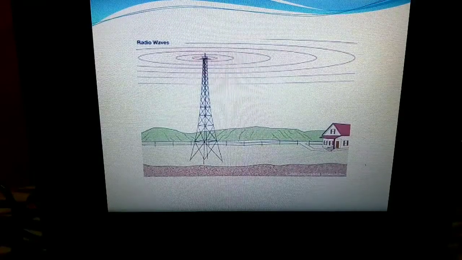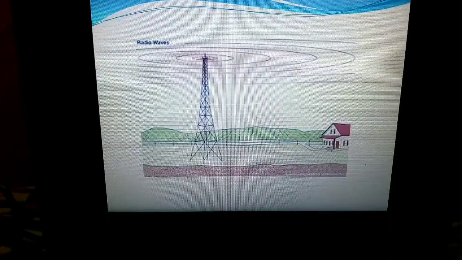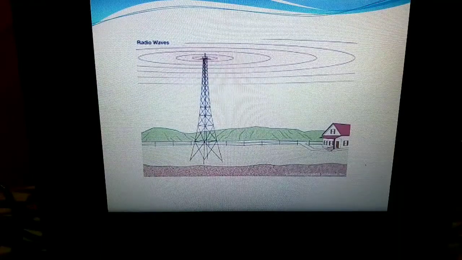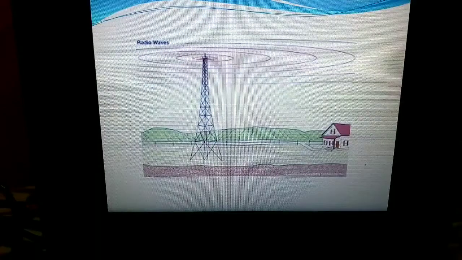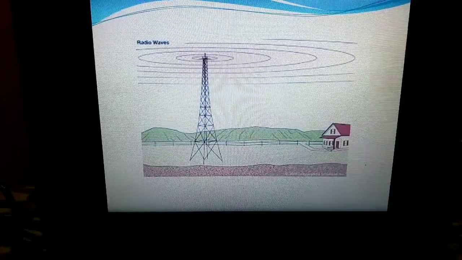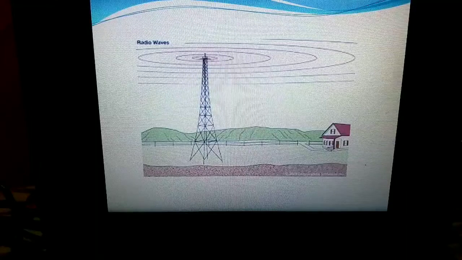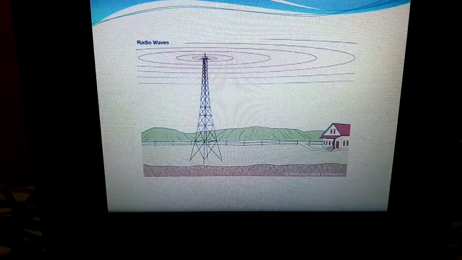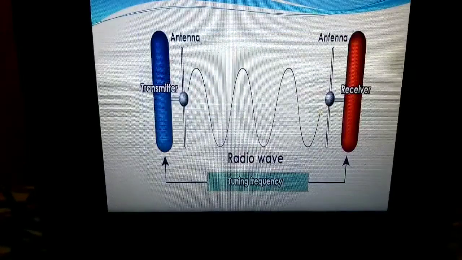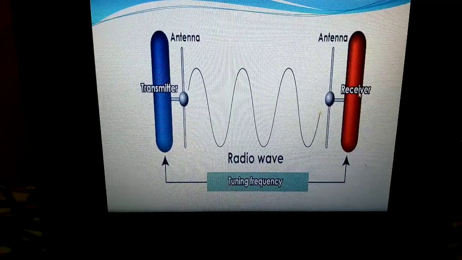The transmission making use of radio frequency is termed radio wave transmission. The frequency of radio waves is about 3 kilohertz to 300 gigahertz. If we are using this range of frequency, between 3 kilohertz and 300 gigahertz, then we can say it is a radio wave transmission. Whenever we have data transmission using radio waves, we need two parts. Here I can show you. One is the transmitter, the other is the receiver.